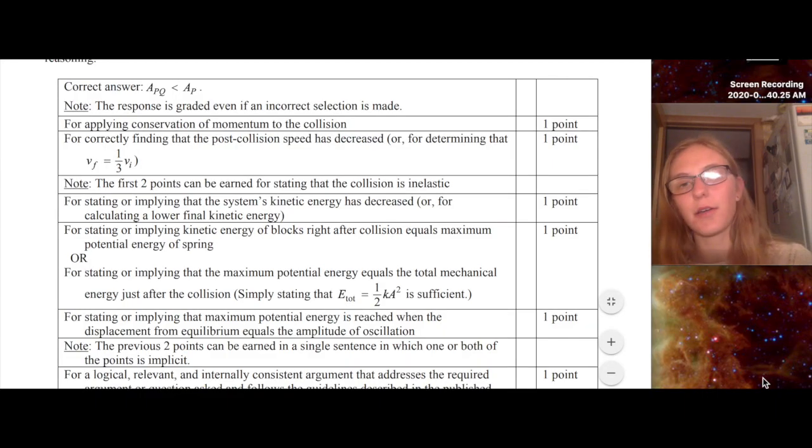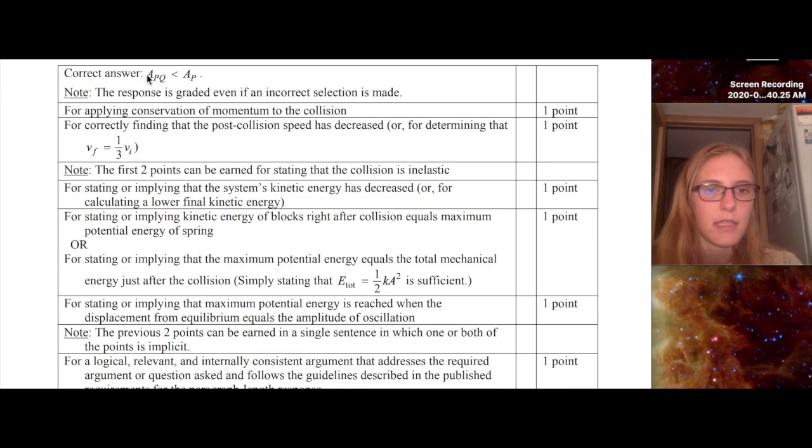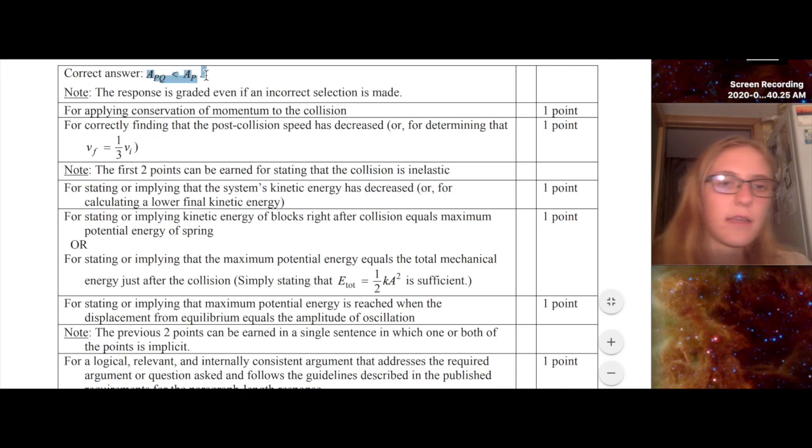Okay, so I'm gonna go over the scoring guidelines just to give you an idea of what they're really looking for you to write in this paragraph and how you can get those points. First of all, this paragraph does not have to be a super long paragraph. They're really just looking for some super specific key points, and you can get that done in just a few sentences, honestly. The correct answer was that the amplitude of PQ is less than the amplitude of block P alone, which is what we got.